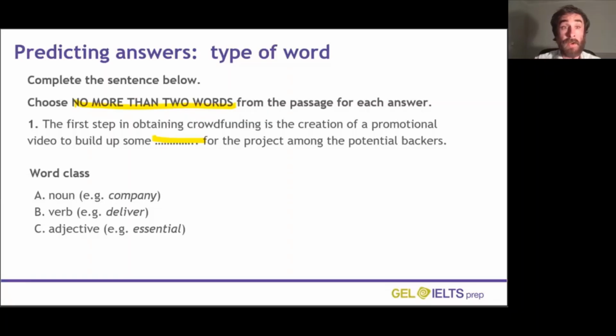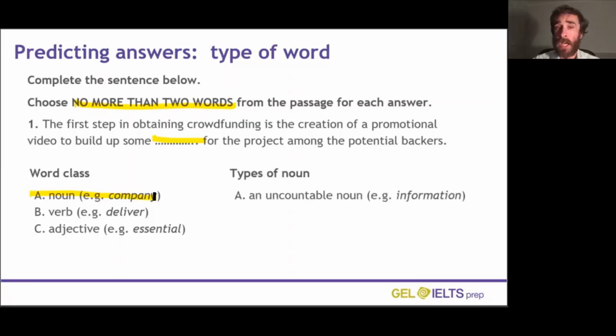This answer is going to be A, a noun. So after the word some, we would expect a noun or a noun phrase. A noun phrase could be made up of an adjective and a noun. So this whole phrase will be a noun, but remember, there could be an adjective before it. Okay, so we know the word class, but there's many, many kinds of noun. What type of noun could this be?